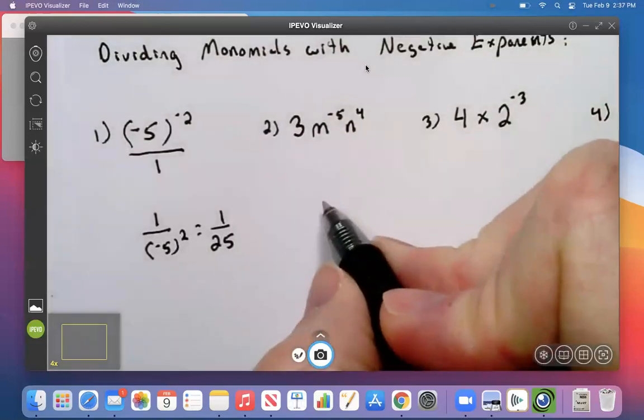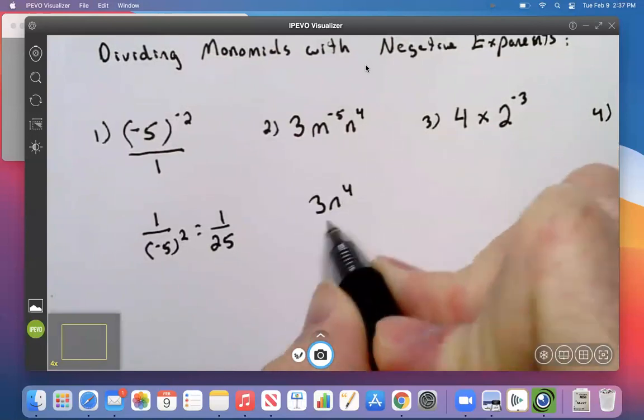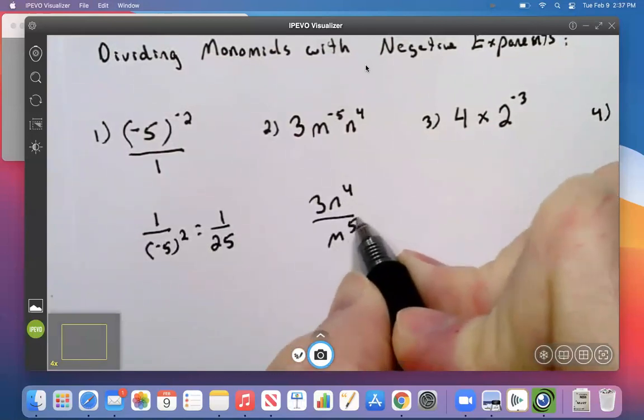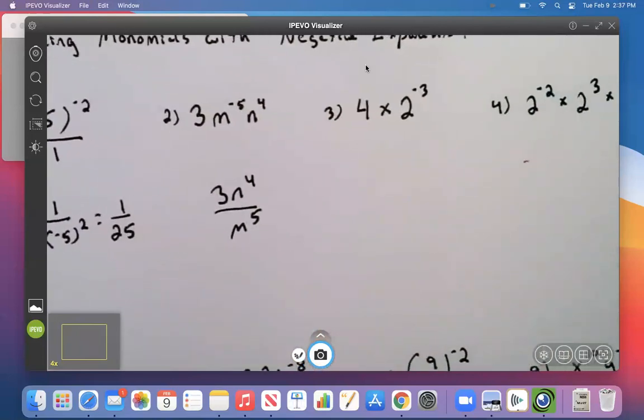On number 2, pretty easy. The 3 and the n to the 4th I leave alone. I move the m to the 5th to the bottom. Try number 3.